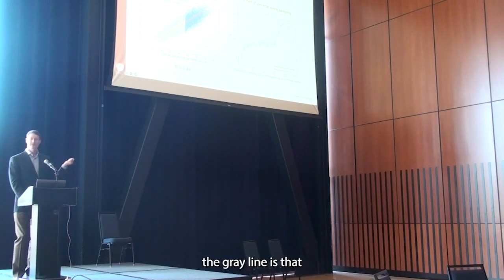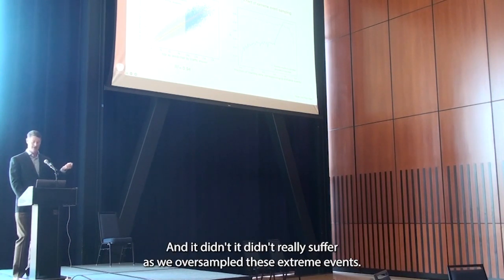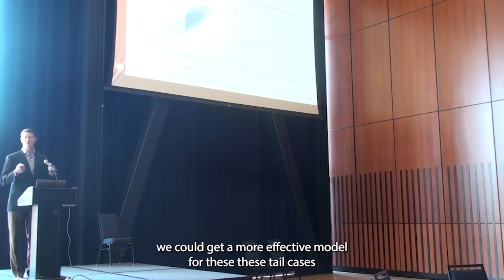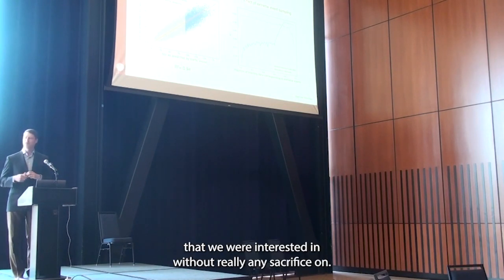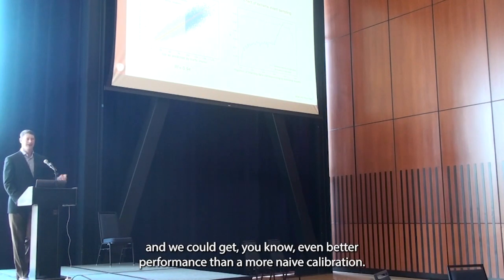The gray line is the R-squared for the overall set of data, including the smaller events, and it didn't really suffer as we oversampled these extreme events. And so it turned out if we could put in more and more extreme events in the training data, we could get a more effective model for these tail cases that we were interested in without really any sacrifice. So we just had to be a little thoughtful about how to train the model, and we could get even better performance than a more naive calibration.